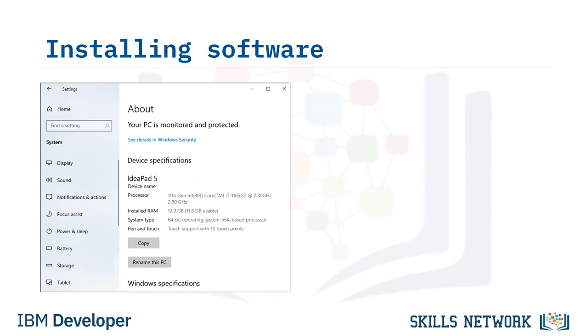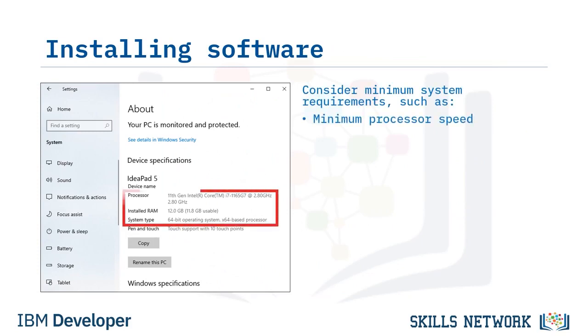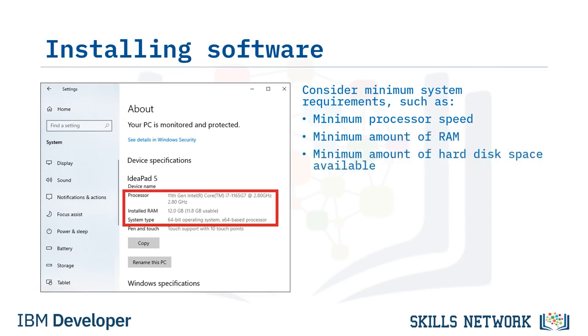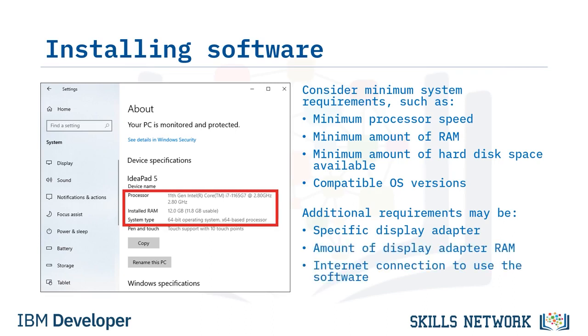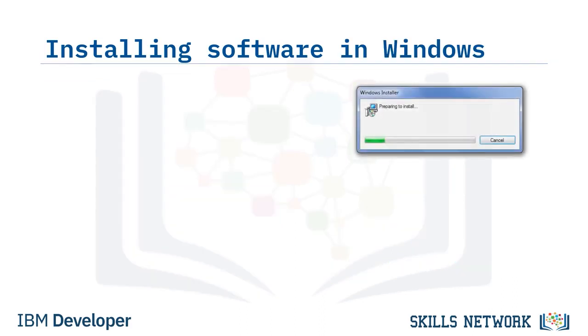You should consider minimum system requirements such as minimum processor speed, minimum amount of RAM, the minimum amount of hard disk space available, and compatible operating system versions. Additional requirements may be a specific display adapter, the amount of display adapter RAM, and an internet connection to use the software. Windows desktop software will usually have an installer.